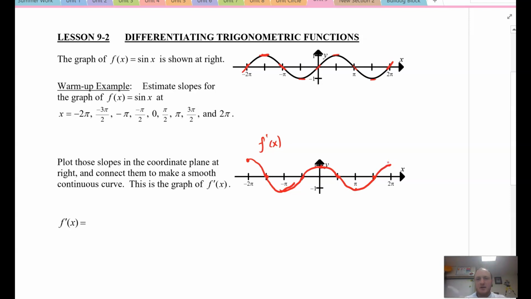And what does that look like? Well, this looks like cosine of x. And that is the derivative of sine of x. It's cosine of x. Okay, so again, we take the derivatives of our functions by analyzing the slopes at certain points, and that is the derivative.